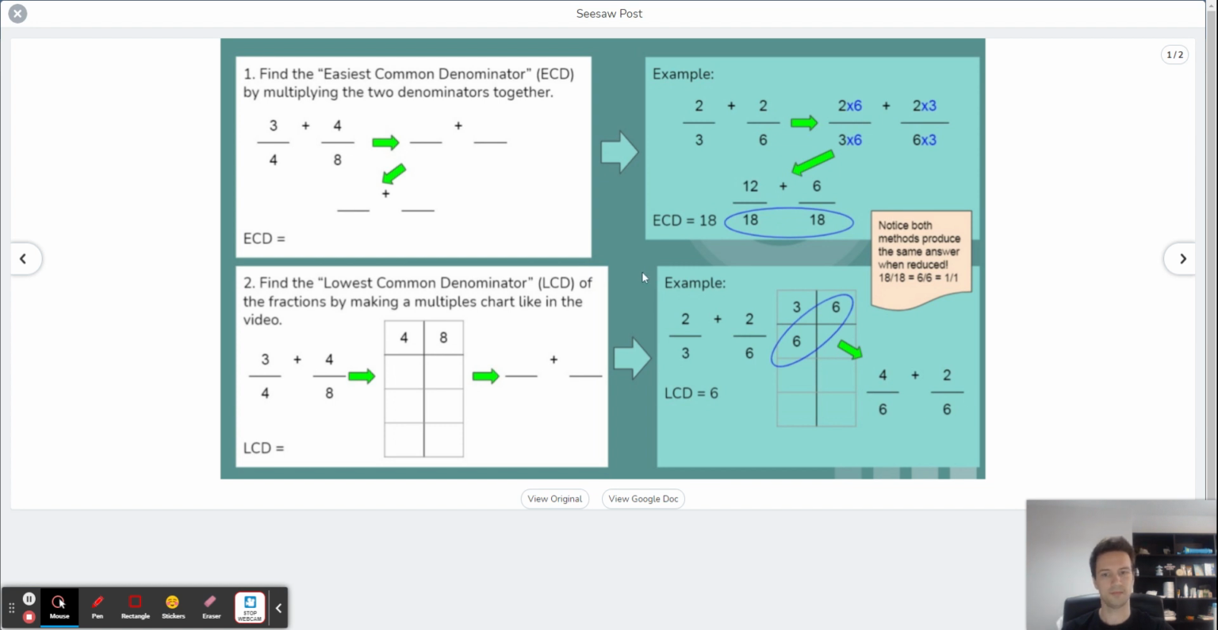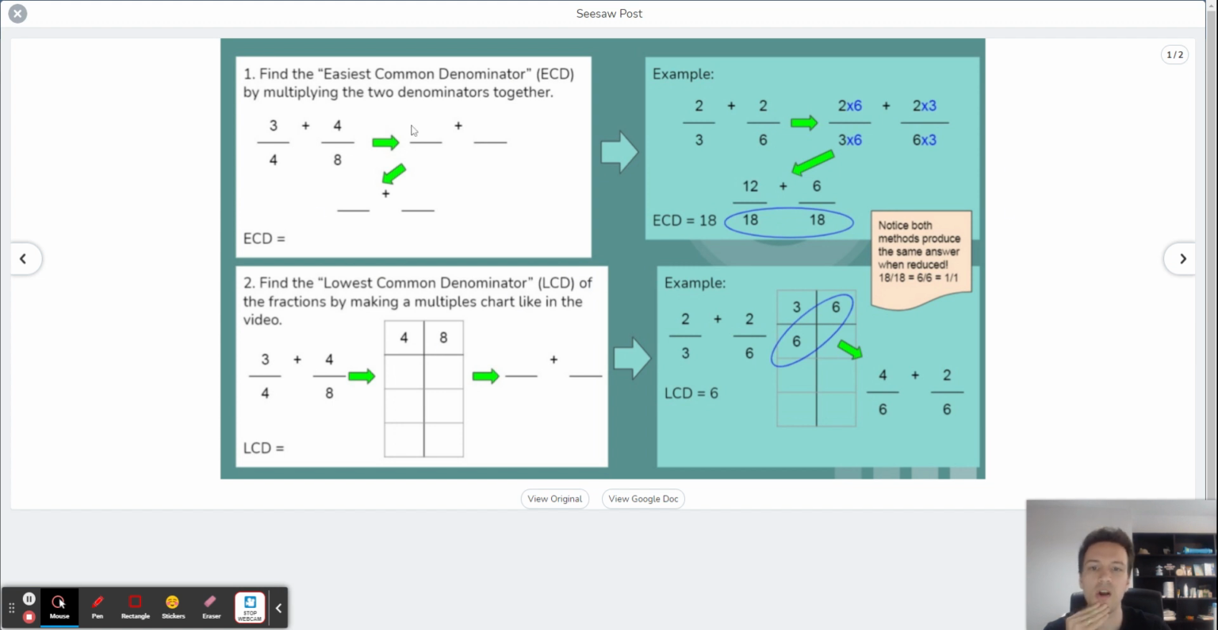Now these two different skills will sometimes be more useful than each other in different situations. So we should be familiar with both of them. Sometimes you only need to find the easiest common denominator, and sometimes it's easier to find the lowest common denominator, but also sometimes you might need to. So this is the extra important skill, and that's why this is the number one focus of our lesson, finding the lowest common denominator.